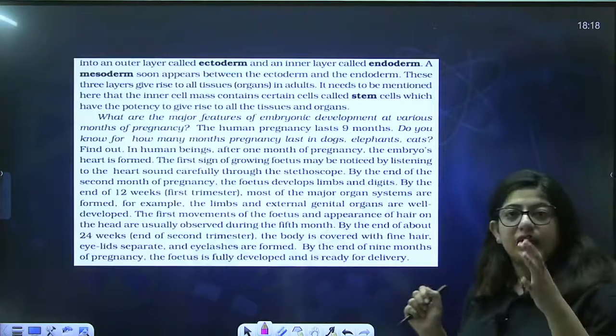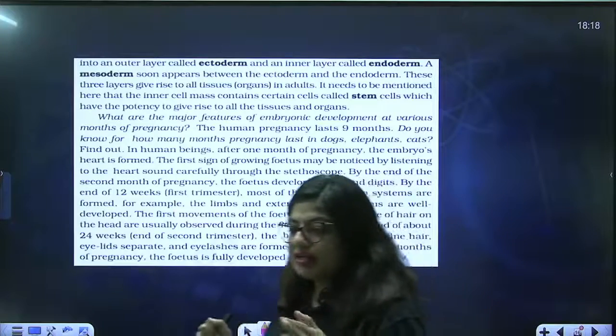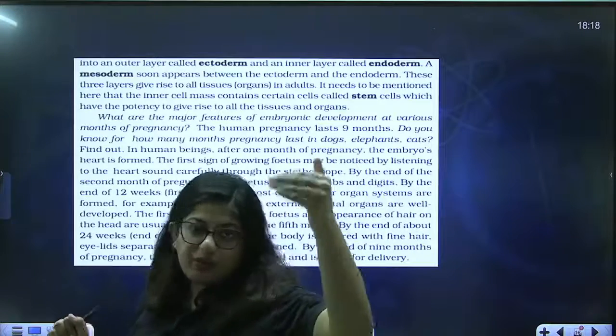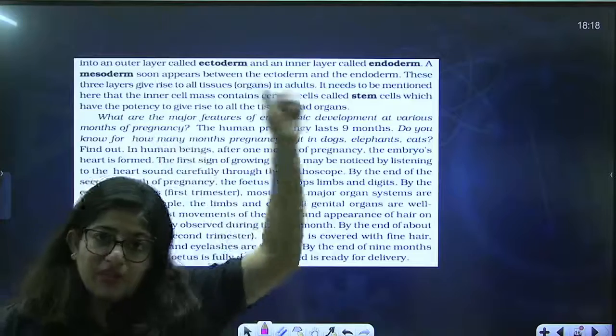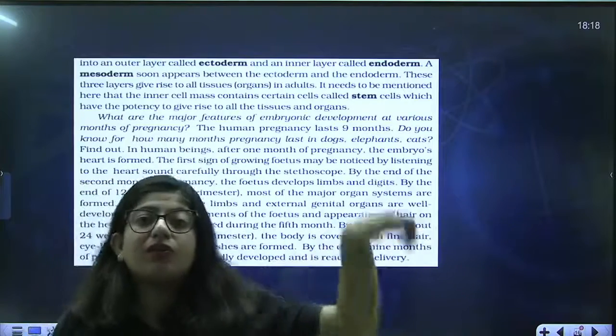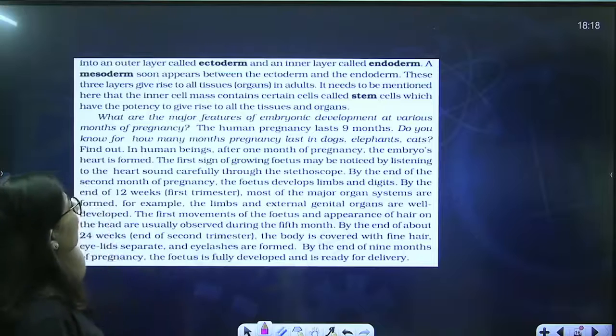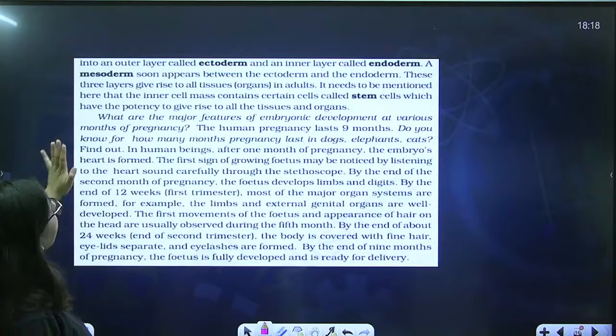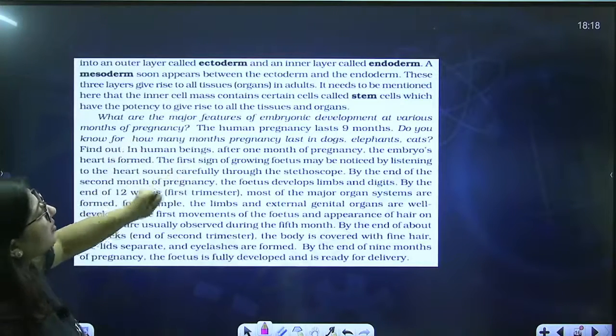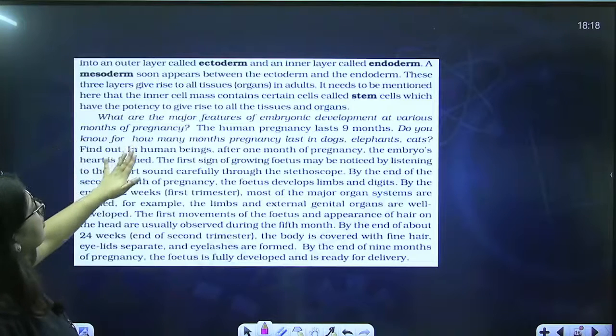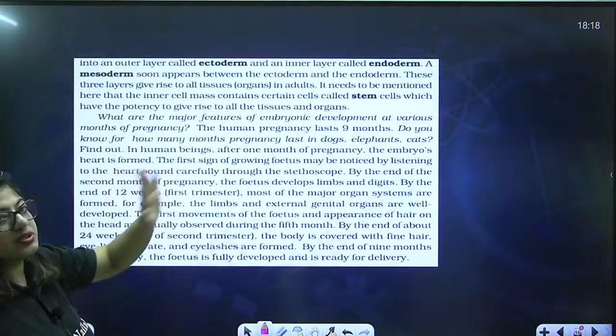As I have told you, the ICM, inner cell mass, has stem cells, it will differentiate into epiblast and hypoblast. Epiblast will form all the three germ layers which will later on form all the what? Organs. Now, it needs to be mentioned here that the inner cell mass contains certain cells called stem cells which have the potency to give rise to all the tissues and organs, right.